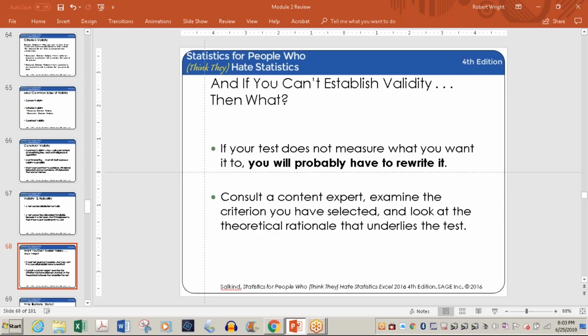Now, what happens if you can't establish validity? And that does happen, unfortunately. Sometimes you'll do a survey or some other type of instrument. You'll throw it out there, you'll get respondents, and you'll just say, this isn't right. More than one time this has happened, you'll have to redo the test. You'll have to go back to square one.